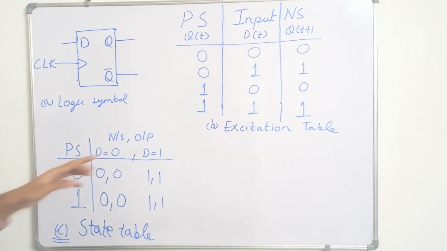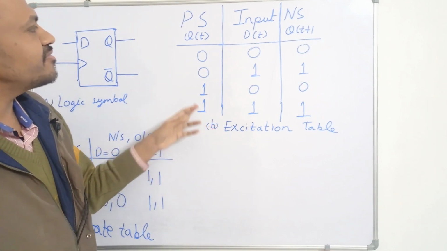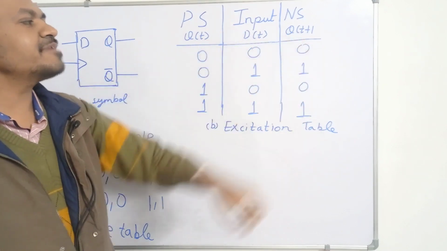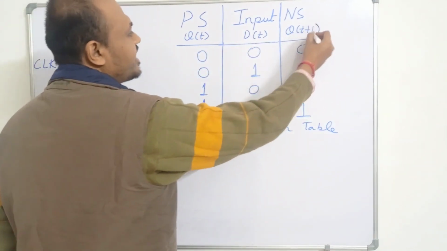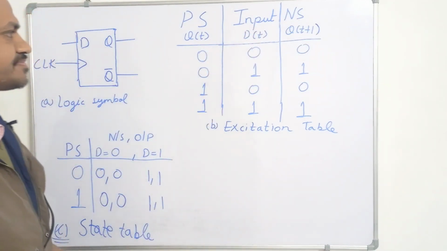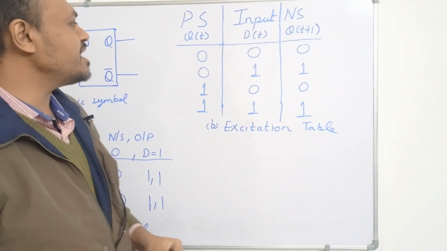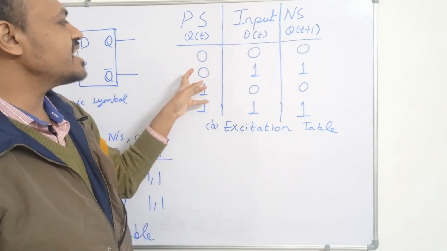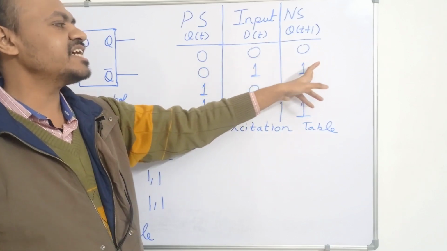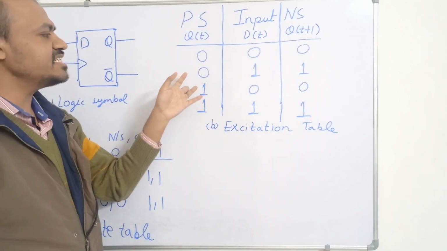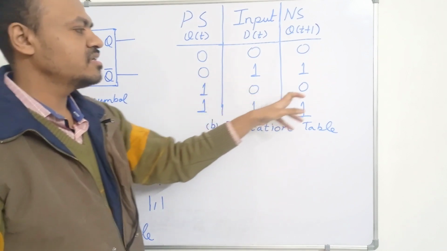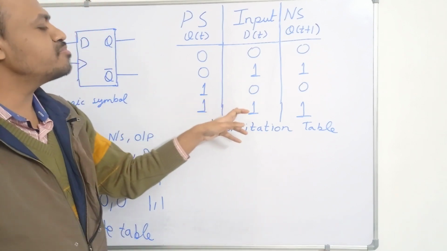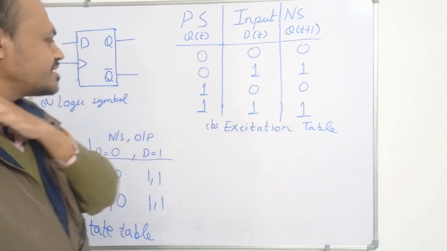So this is the excitation table for D flip-flop. Present state is denoted by Q(t), next state is denoted by Q(t+1), and input is denoted by D(t). So if present state is 0 and input is 0, next state will be 0. If present state is 0, input is 1, next state will be 1. If present state is 1, input is 0, next state will be 0. If present state is 1, input is 1, next state will be 1.